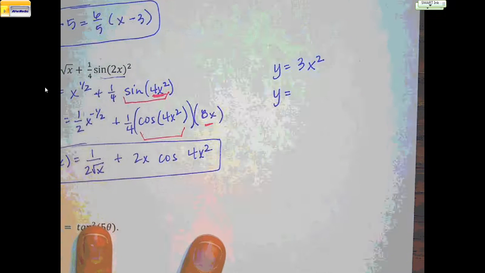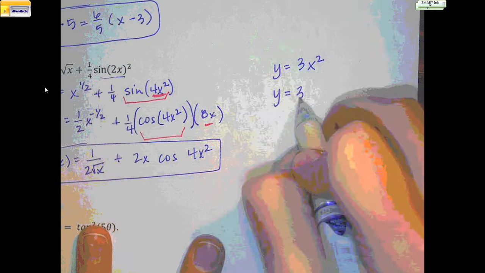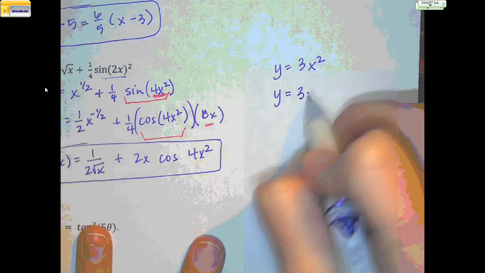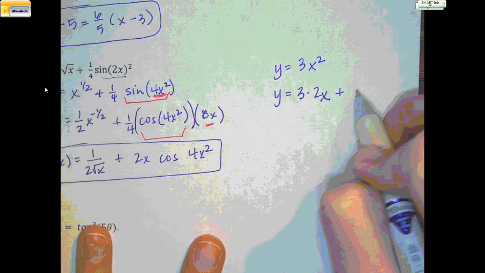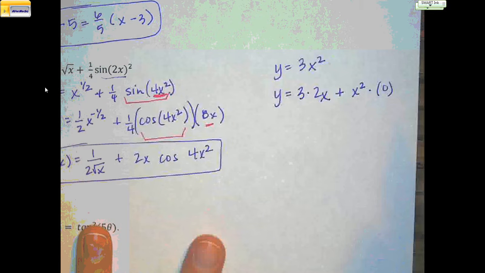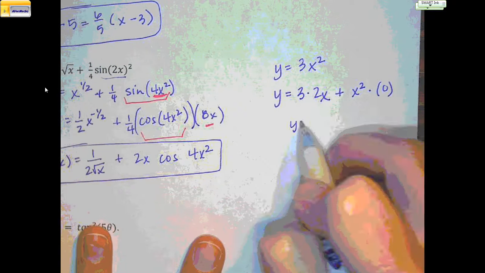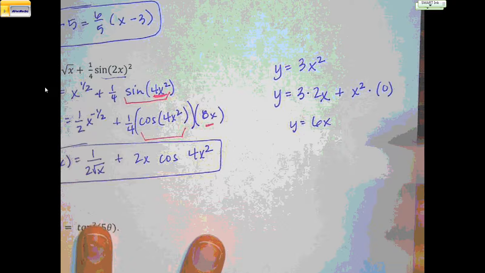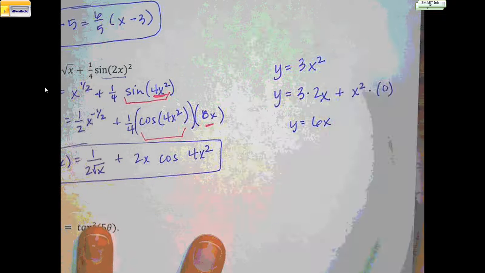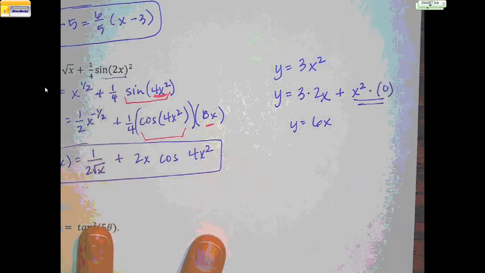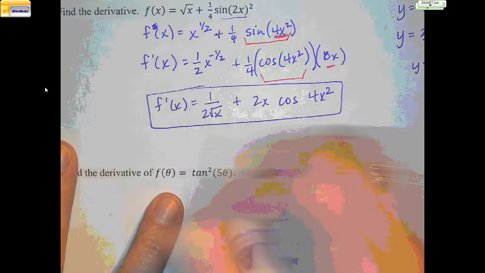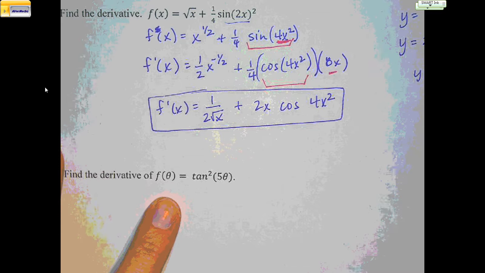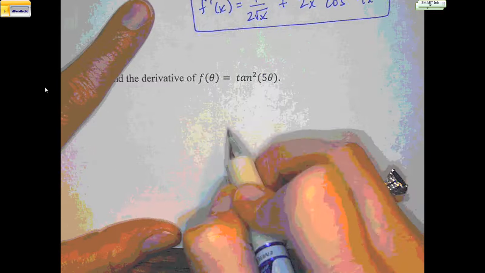Do you know what I'm saying? So you really have 3, like first, times derivative of the second, which is 2x, plus the second times the derivative of the first, which is 6x. So you can just bring that constant down and find the derivative of the function. Because this whole piece goes away. Do you guys see that? That's why it works. So that's our answer on that one. Any other questions? Those were good ones. All right, last one. Find the derivative of f at theta.